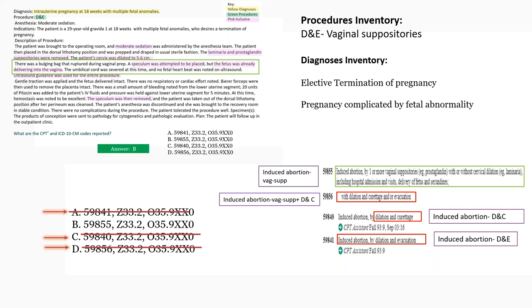And this is a global procedure where the provider terminates a pregnancy by inserting the vaginal suppositories to induce labor and contractions, and may also insert the laminaria to dilate the cervix. In this procedure, the provider admits the patient to the hospital, inserts a drug and the cervical dilator, manages the labor that follows, and delivers the fetus and the placenta.